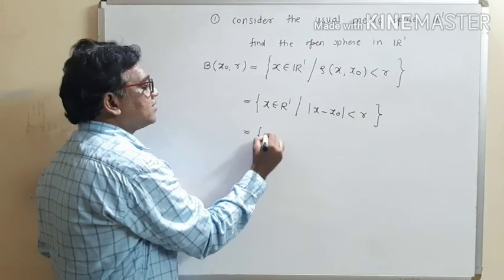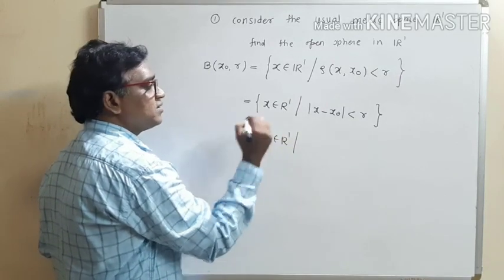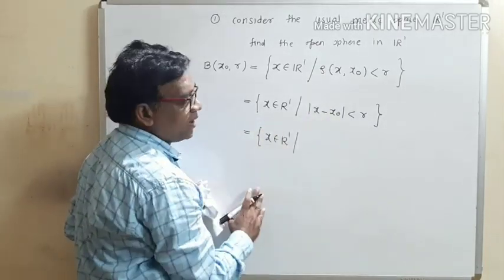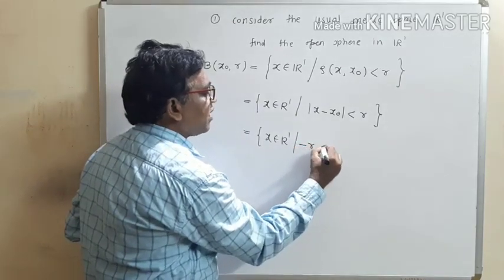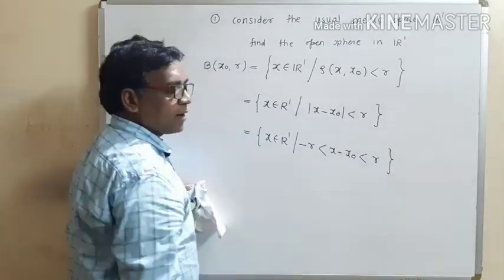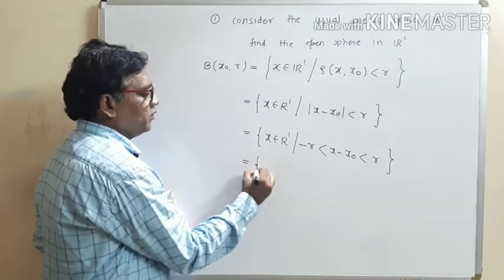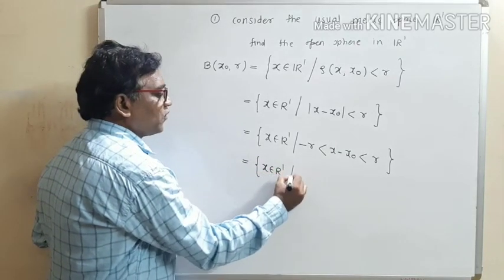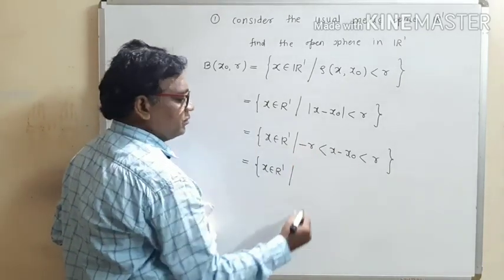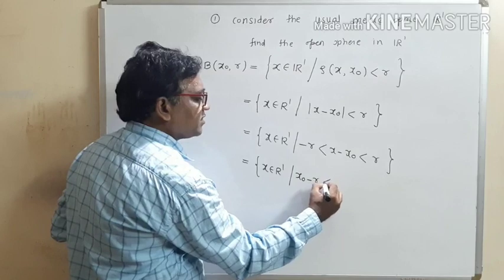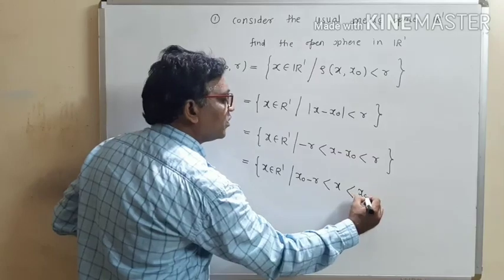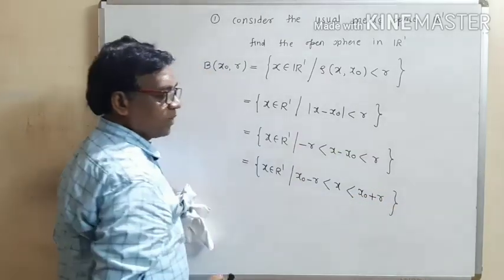So find out the set of all those elements in R1 such that, now modulus means it lies between negative and positive values. So minus r is less than x minus x0, which is less than plus r. So this is equal to the set of all x in R1 such that, now just add x0 to every term: x0 minus r, x0 gets cancelled so just x remains, and add x0, so this is x0 plus r.